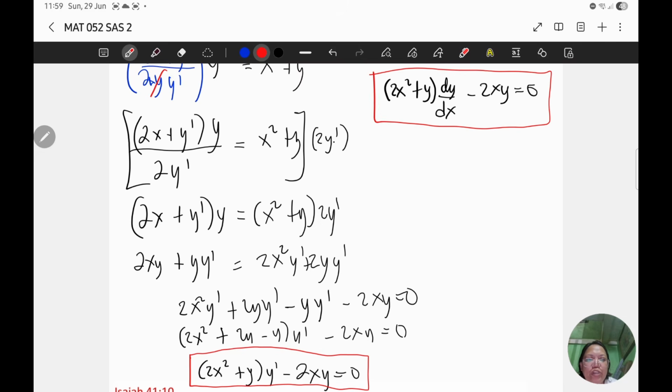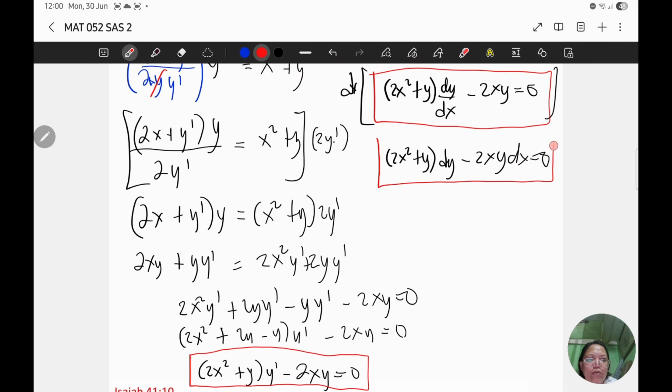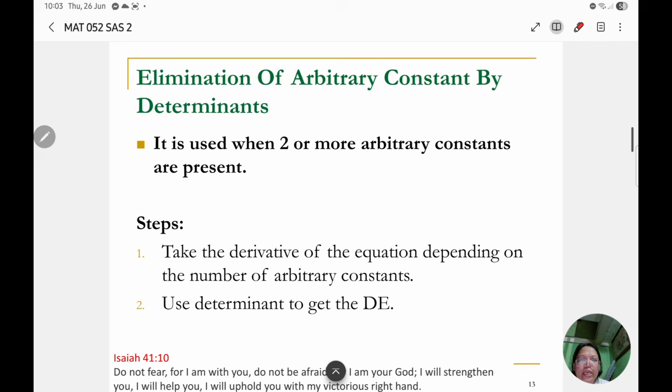Next is to put our equations into differential. So we will multiply both sides by the denominator dx. So multiply by dx, dx here will be cancelled out. So only 2x squared plus y dy. Then multiply dx to this term, we get 2xy dx equal to 0. So this is another way of writing our solution.